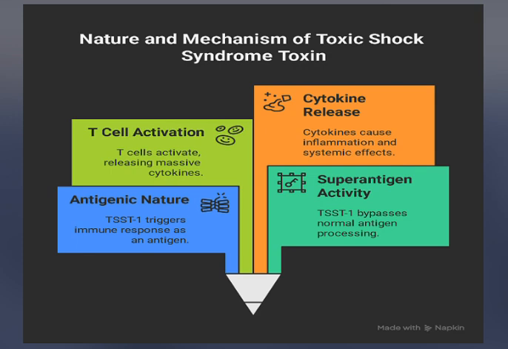Toxic shock syndrome toxin, or TSST1, activates T cells massively, causing a flood of cytokines that trigger inflammation and systemic symptoms. It acts as a superantigen, bypassing normal immune processing. This overwhelming immune response is what leads to the severe effects seen in toxic shock syndrome.